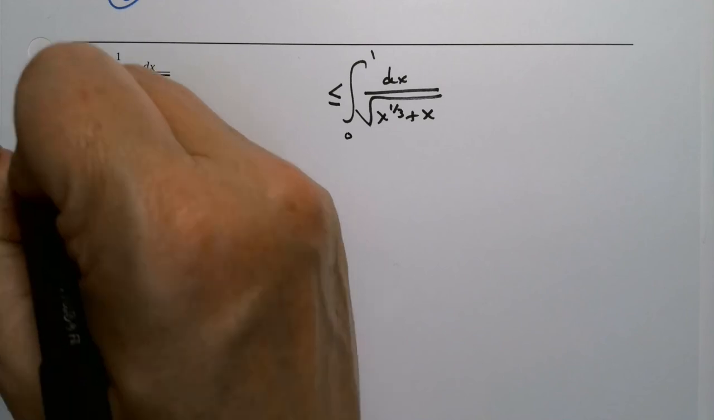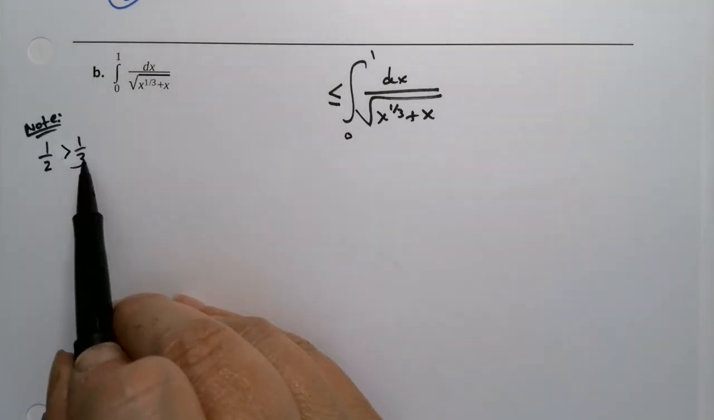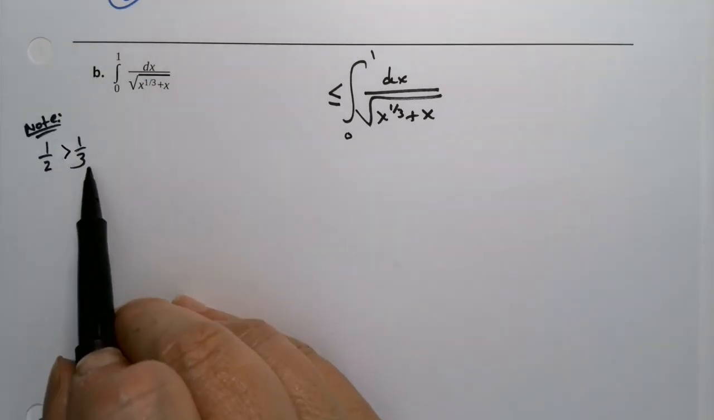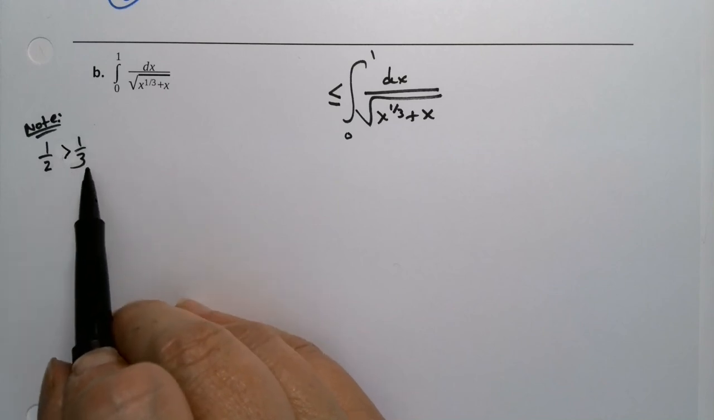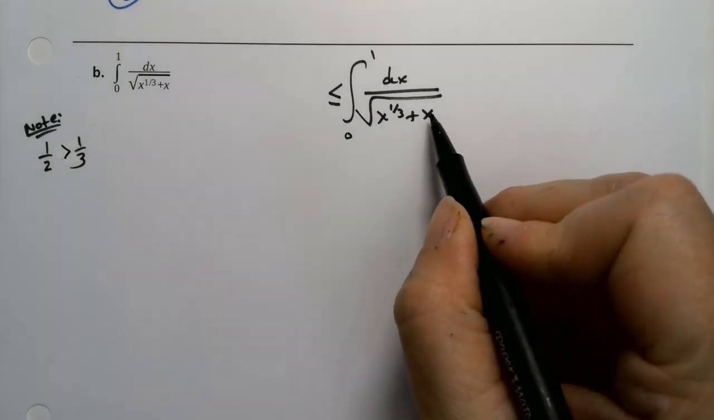Let's make a little note. If I make my denominator bigger, it will make the overall fraction smaller. Well, how do I make my denominator larger? Let's think here. Well, how about I play with this x and this x?